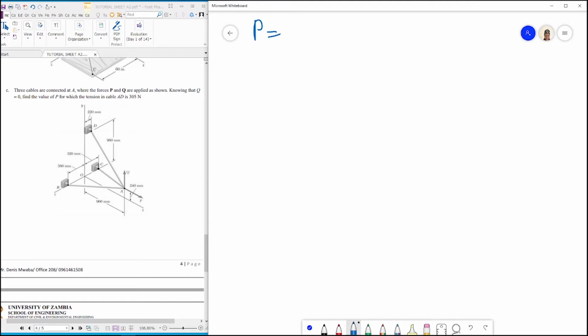So P, I see it's in the direction of the x-axis, so the force P is equal to P i, because it's in the direction of the positive x-axis. What we know is that at point A there is equilibrium of a particle. So when we sum all the forces there, we need to get 0. So the summation of forces at A is equal to 0.